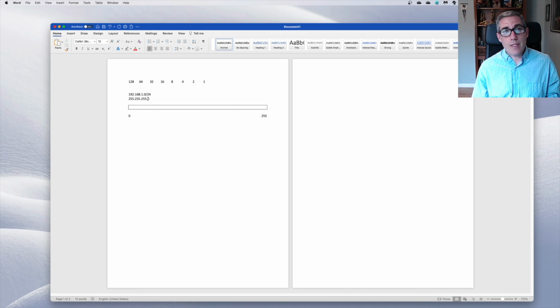So we have 0 network bits on this octet because we don't have any more numbers beyond the 24. We're going to get into putting something else there. But for now, all we have is 0 to 255.